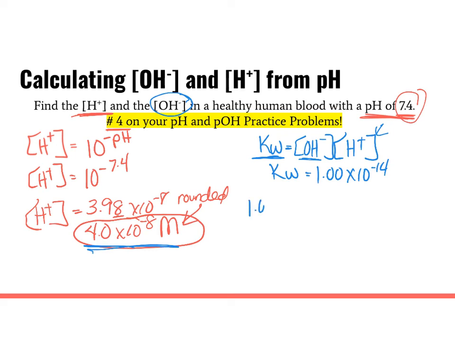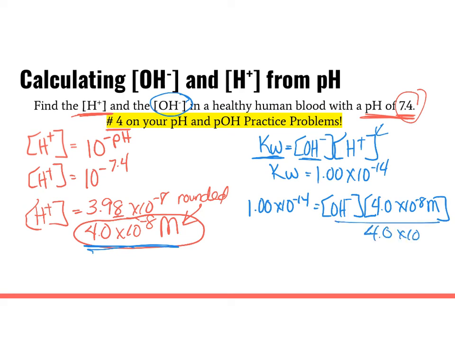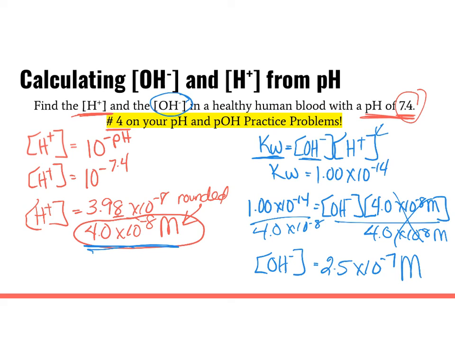So I'm going to plug these values in. 1.00 times 10 to the negative 14th is equal to OH minus times 4.0 times 10 to the negative 8th molar. So both sides are going to be divided by 4 times 10 to the negative 8th. This side cancels, and what we end up with is OH is equal to 2.5 times 10 to the negative 7th molar. On the next slide, I'll show you guys how I plug that into my calculator as well.